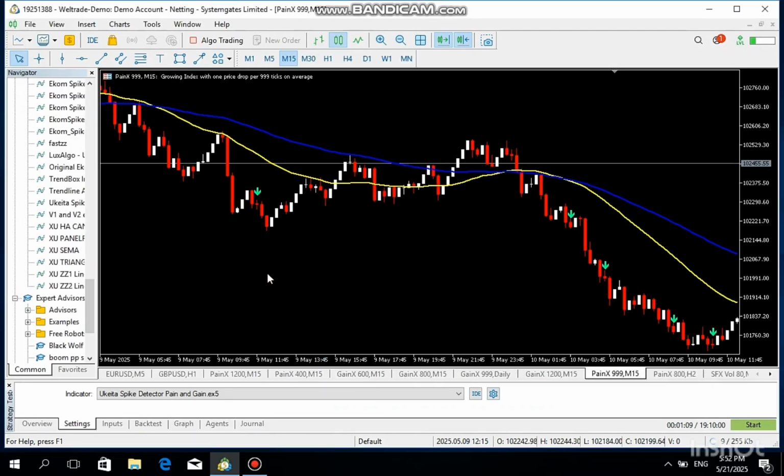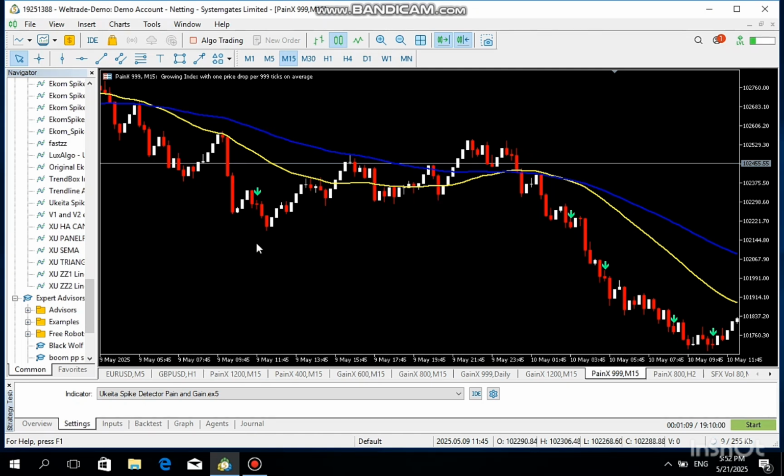Hello guys. In today's edition I'm going to be showing you how we catch spikes using our indicators, our strategy for pain and gain indices. We are catching spikes only, and in this example we have our pain 999 index on a 15 minutes time frame.